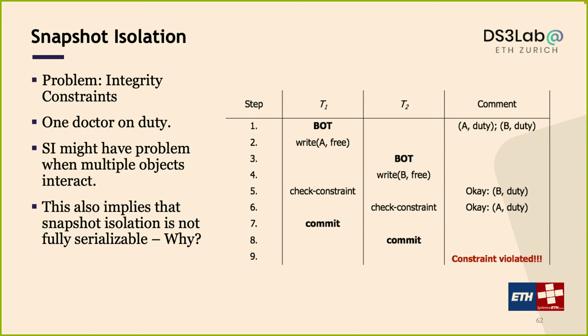But what's the problem? The problem happens at the end. In the end, we merge both back. Both doctors are free. You violate your integrity constraint. This is a counterexample showing why snapshot isolation doesn't give you serializability. Because here you have two transactions, and each one of them is consistent. For any serial schedule, you will have something consistent in the end. But snapshot isolation is going to allow this schedule that's actually not consistent in the end.